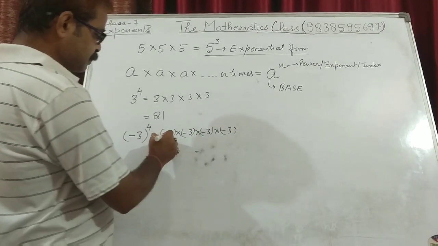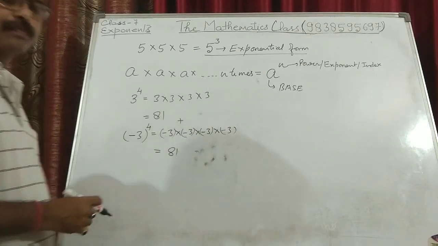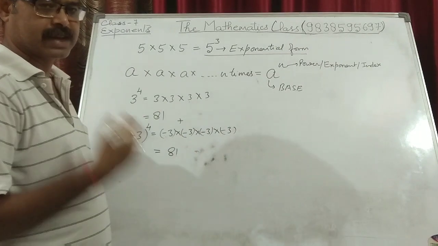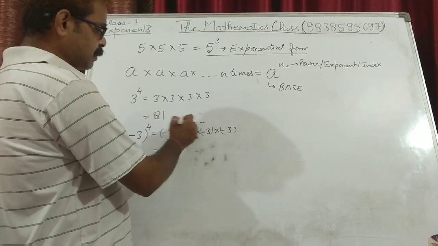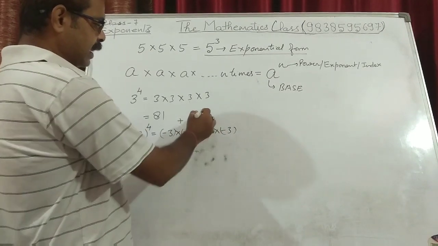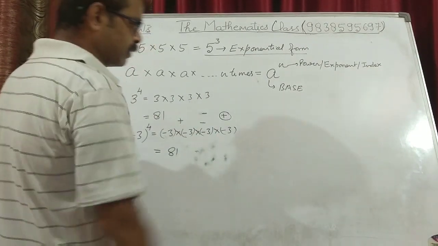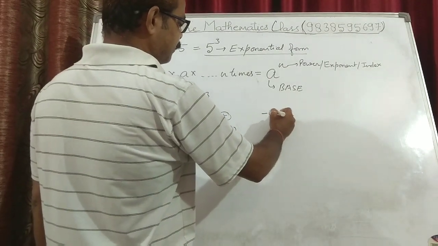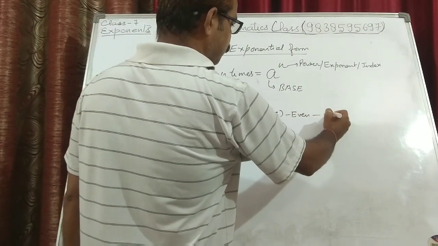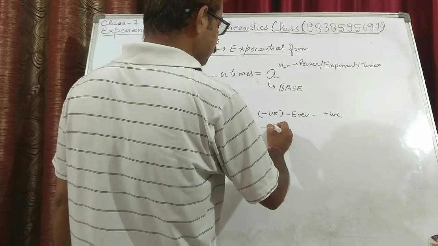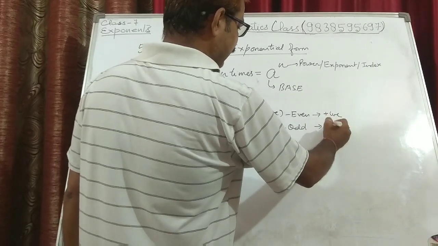But how? This minus and second minus, when multiplied, we will get a plus sign, because we know that 2 minus signs or 2 negative signs when multiplied get a positive sign. Now this plus and this minus when multiplied, we will get a negative sign. Again this minus and this minus when multiplied, we will get a positive sign. Or always remember, negative sign, if it has even powers, it is always positive. And negative values, if they have odd powers, it is always negative.